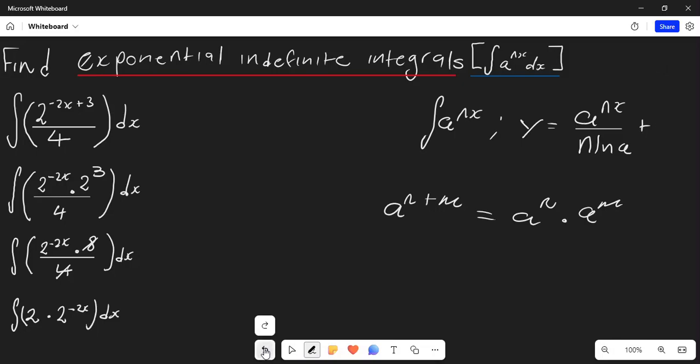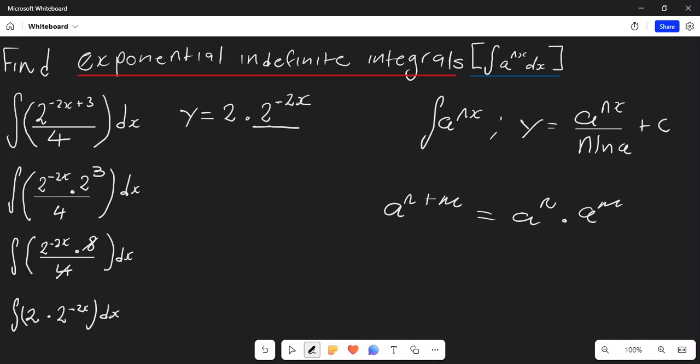Let's use this formula to integrate this. So I'm gonna write it here. I'm gonna continue here. From here I'm continuing there. So we're gonna have our coefficient, which is 2 here, and then we're gonna integrate this function here. Now you're gonna write it as it is, because you have a, which is 2 here, to the power of n, our n, which is negative 2, and then x.